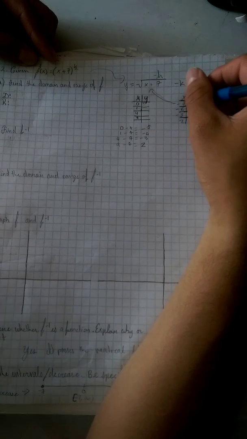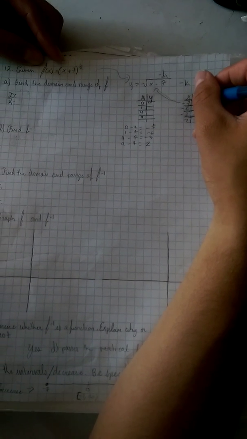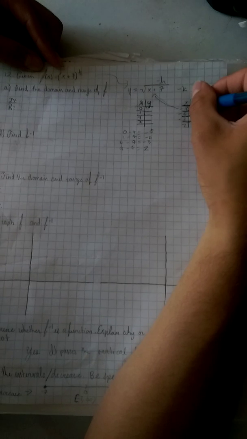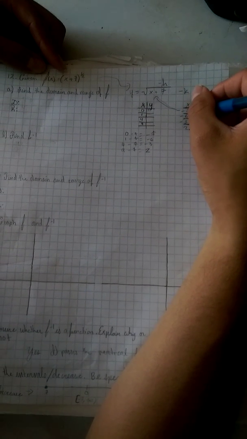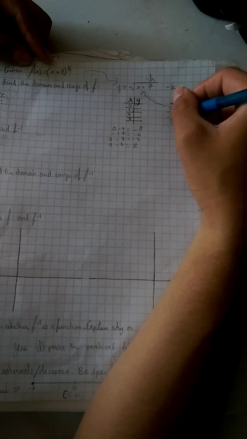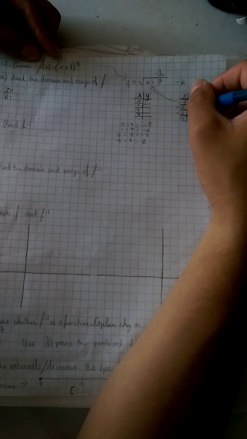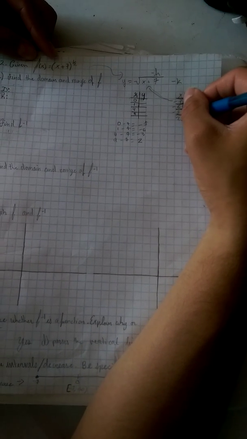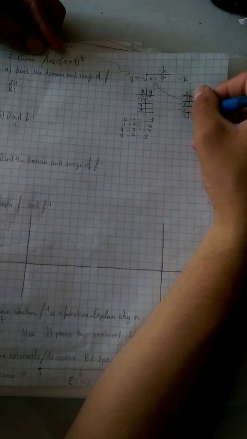So negative 7 plus 7 equals 0. Square root of 0 is 0. Negative 6 plus 7 is 1. Square root of 1 is 1. Negative 3 plus 7 is 4. Square root of 4 is 2. 2 plus 7 is 9. Square root of 9 is 3.